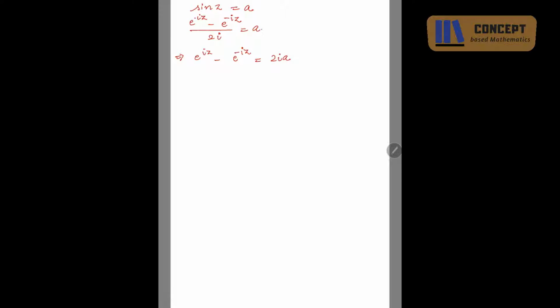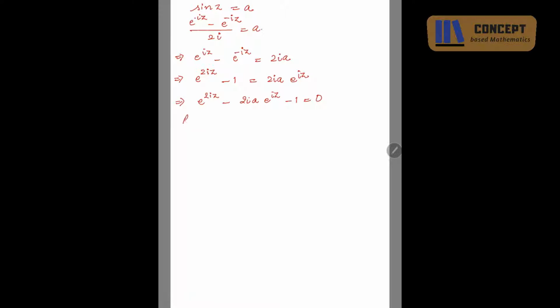Again, it becomes a quadratic equation. Writing e to the power minus iota z as 1 over e to the power iota z, this is e to the power 2 iota z minus 1 equal to 2 iota a e to the power iota z. Again this is your quadratic equation in e to the power iota z: minus 1 is equal to 0.